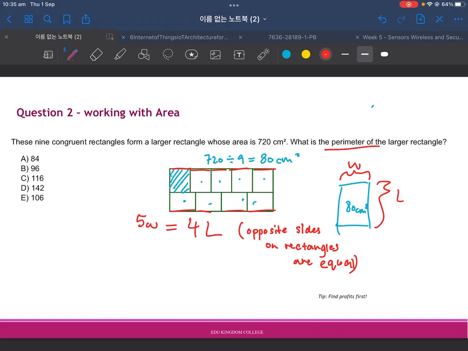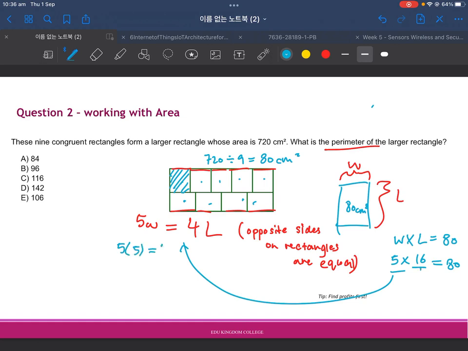So I need to find two numbers that when multiplied together get 80. So I'm going to start off. Let's say width is 5, then length is 16. Okay, that does make 80. So let's check it out over here. 5 widths: 5 times 5 is 25. 4 lengths: 4 times 16. These two should be equal together.